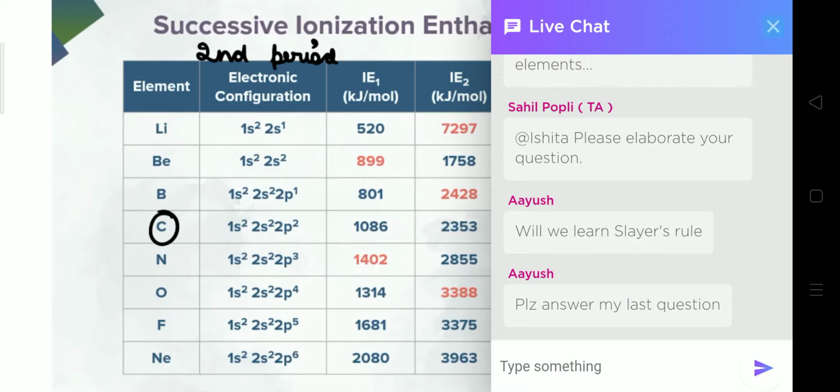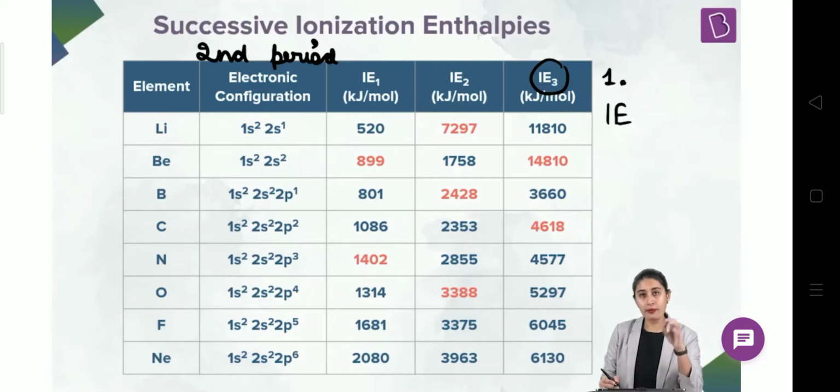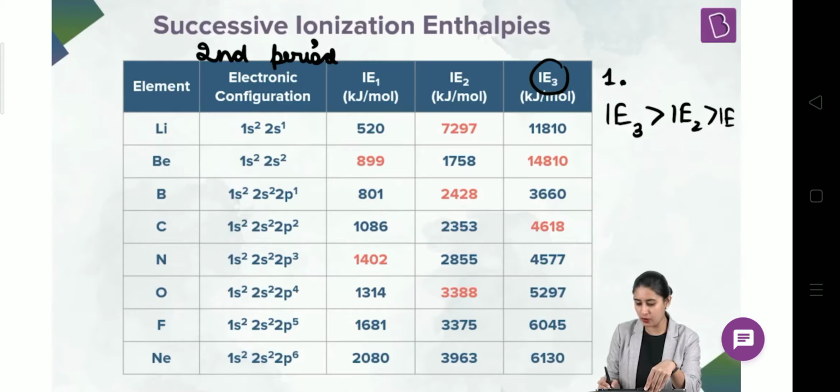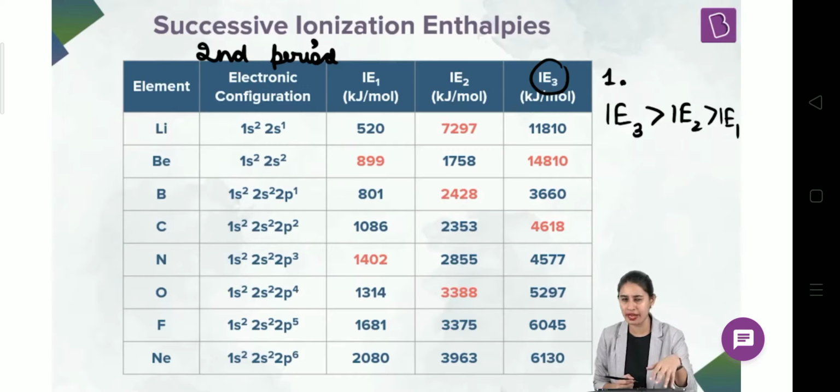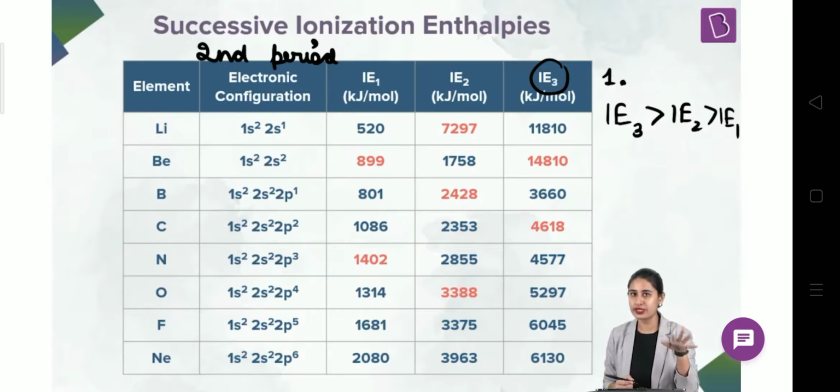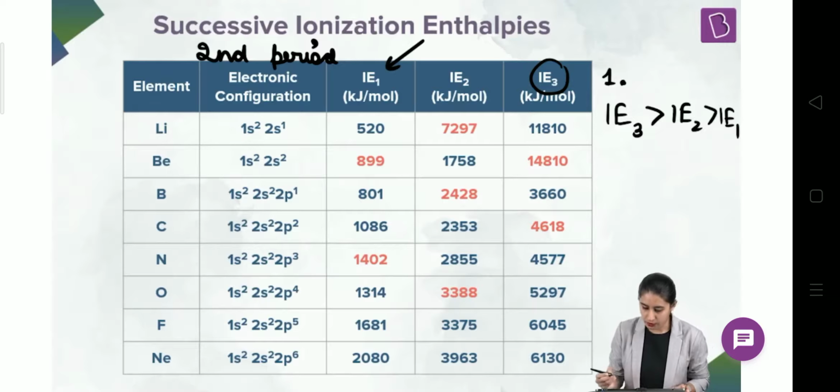461, 823, 531, 086. Any element you pick, for a matter of fact, you can see that everywhere IE3 is greater than IE2, which is greater than IE1, without an exception. The difference might be very great or might be less, but we can come to this conclusion that IE3 is greater than IE2, which is further greater than IE1. Okay? So, this is the first conclusion.